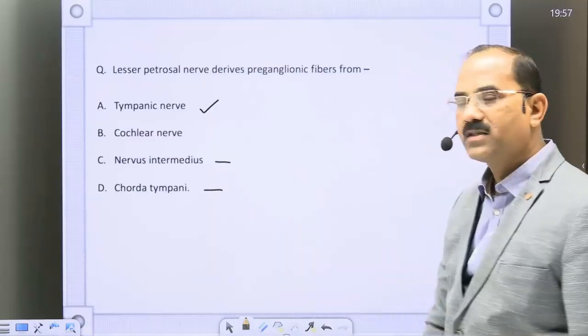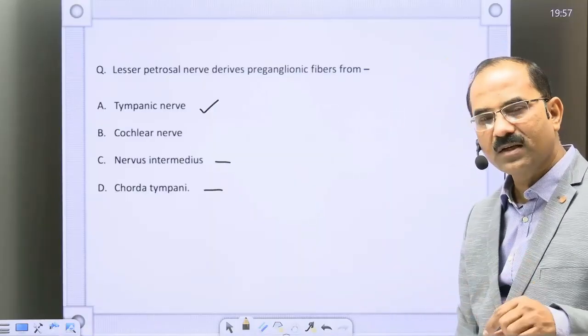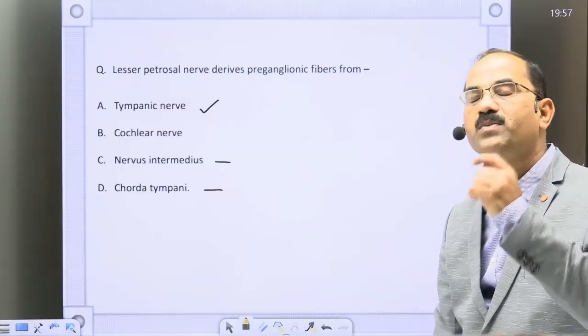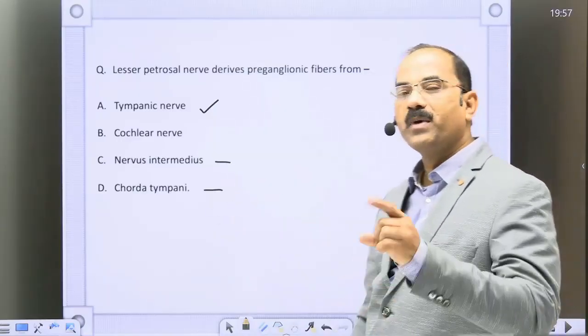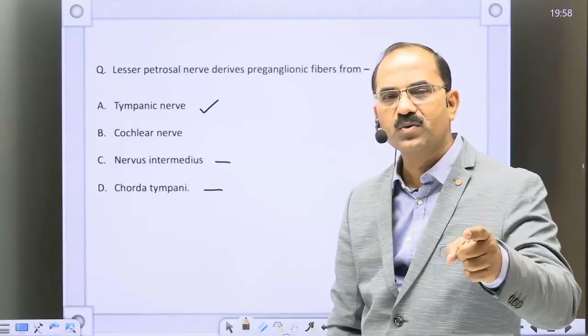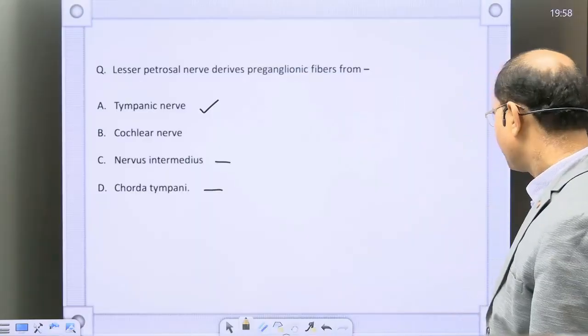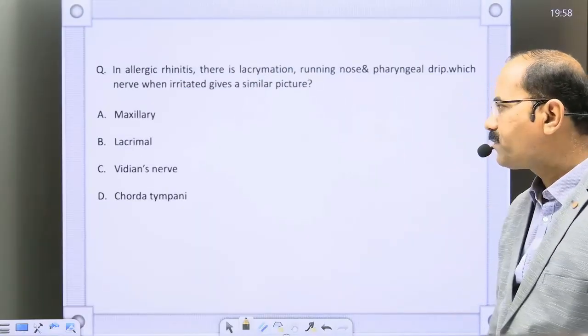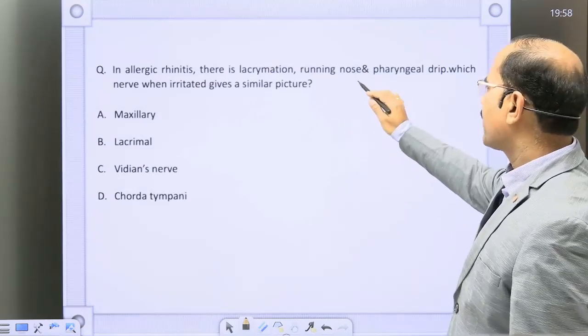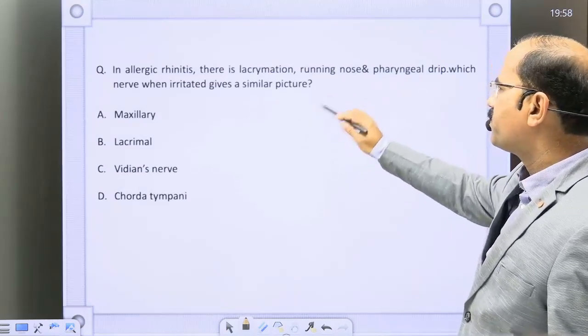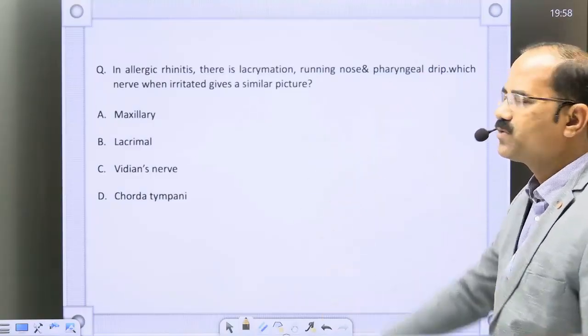Chorda tympani is a branch of facial nerve which is given in the ear, comes and joins with the lingual nerve. This chorda tympani supplies special sensations to anterior 2/3 of the tongue. That's chorda tympani. Joins with the lingual. In allergic rhinitis, the lacrimation, running nose and pharyngeal drip, which nerve when irritated gives rise to a similar picture.